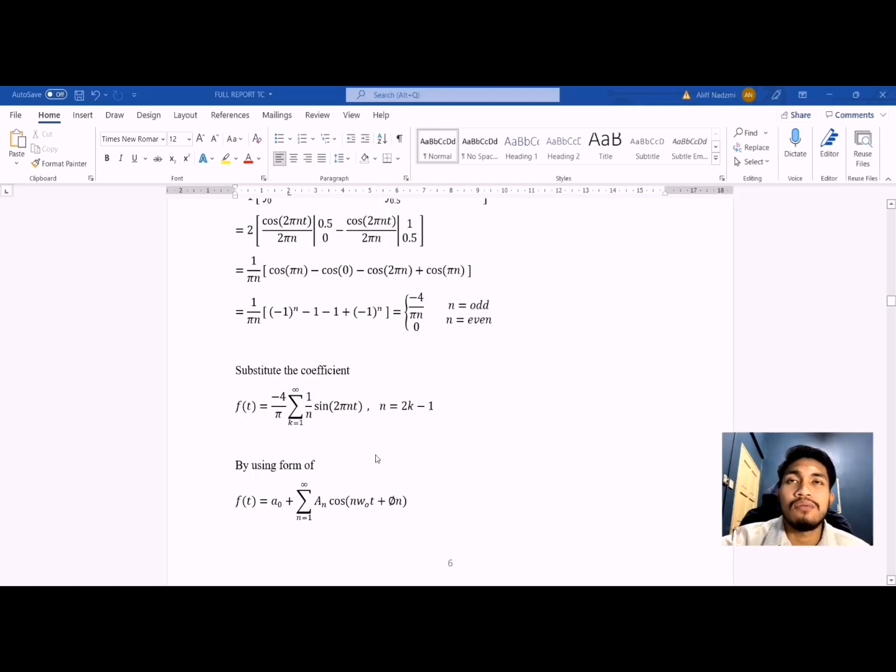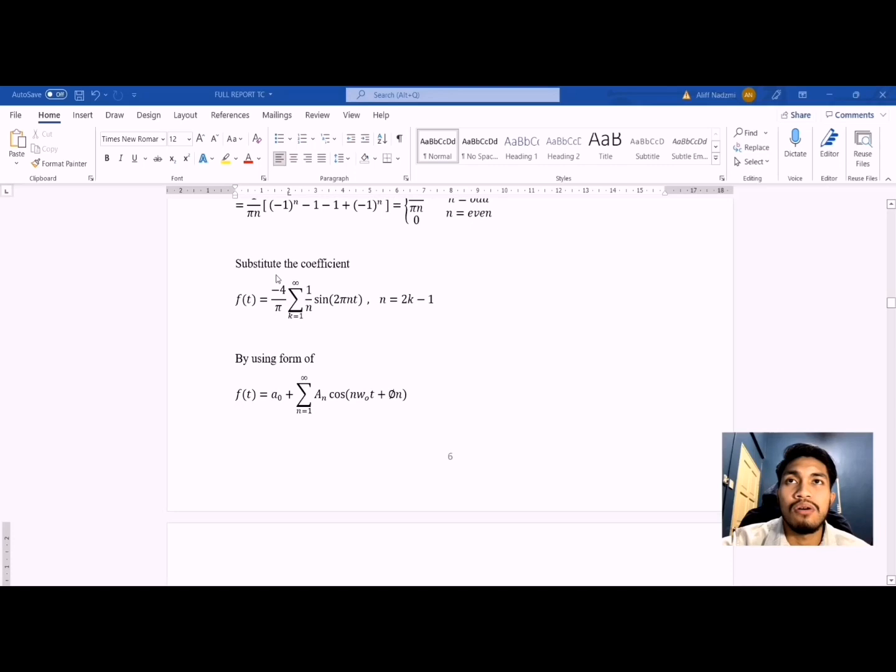Then, based on the previous calculation, we just substitute the coefficients. We have A0 equal to 0 and also An equal to 0, so that means we just have a Bn. So f(t) is equal to negative 4 over pi, 1 over n, sine 2 pi n t, where n is equal to 2k minus 1.